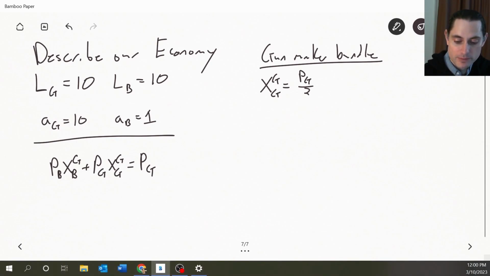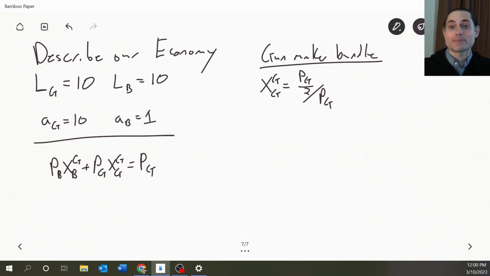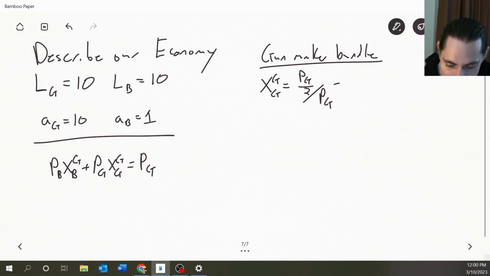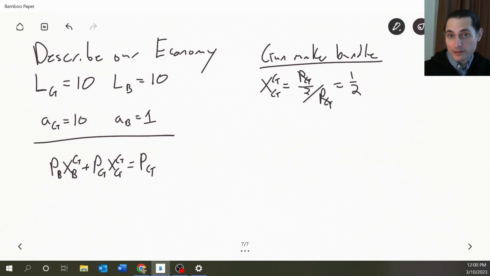That's the amount that they're going to spend on guns optimally. And then you have to divide by the price of guns. So it's PG divided by 2, that's the amount of money they're spending on guns, and then PG is the price of guns, so the amount of money divided by the price is the quantity. The PGs are going to cancel, so we end up with 1/2. So the gun maker, at the end of the day, is going to get 1/2 of a gun. That's what they're going to get for 1 day's work, if you like.